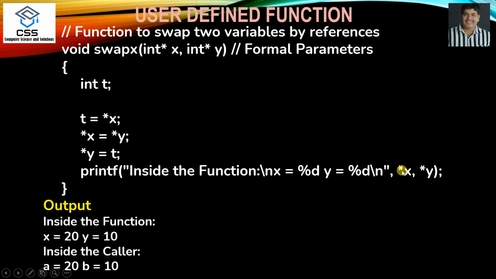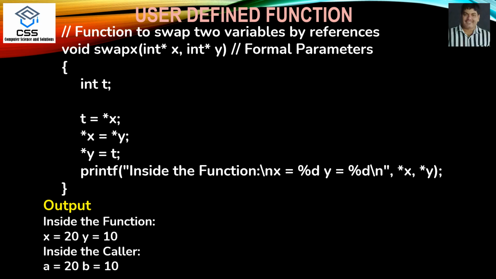Why have I given a pointer? Because to access the value we need the pointer. If you only use x and y, the address of that memory location will be displayed. How the pointer works and what the work of a pointer is, we will be discussing in the next chapter.